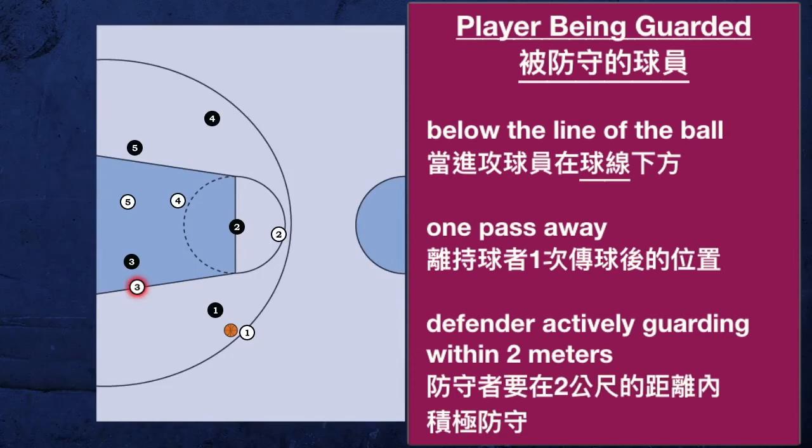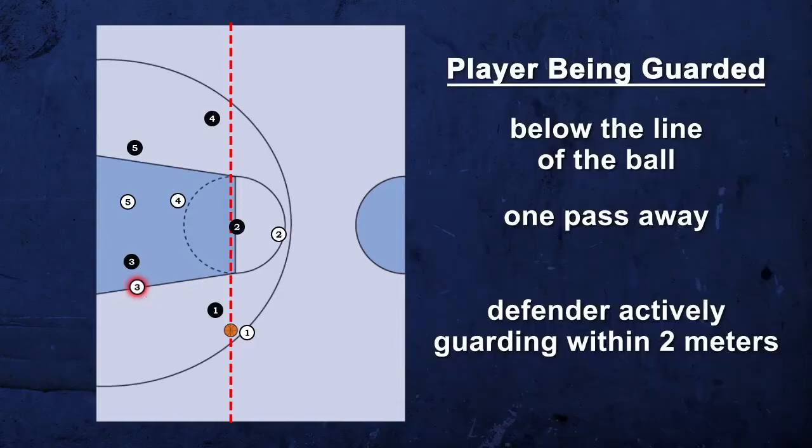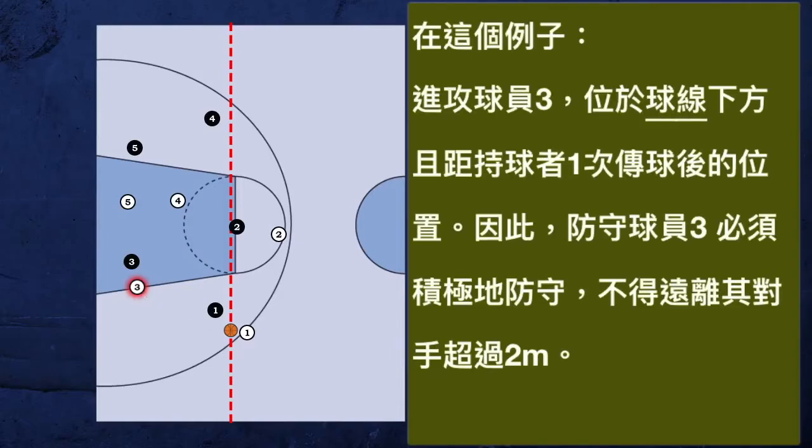If the player being guarded is below the line of the ball and one pass away, the defender must be within 2 meters of his player. In the following example, offensive player 3 is below the line of the ball and one normal pass away. As a result, defensive player 3 must be in an active defensive position of no further than 2 meters from his player.